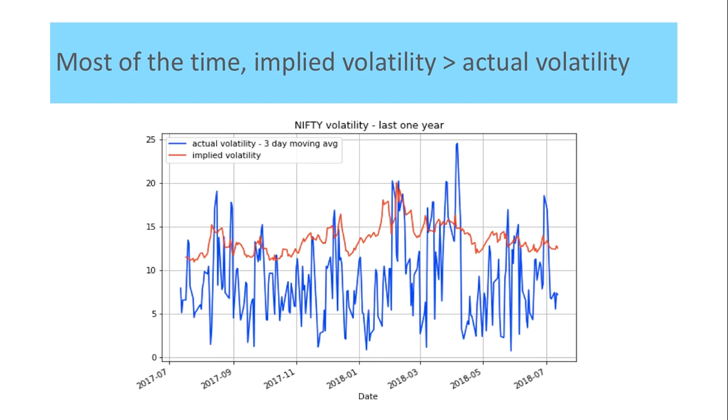So the key takeaway on Vega or implied volatility is that as a seller, you want to sell when the implied volatility is high. And as a buyer, you have to look out and buy only in low implied volatility regimes. So that's it for Vega.